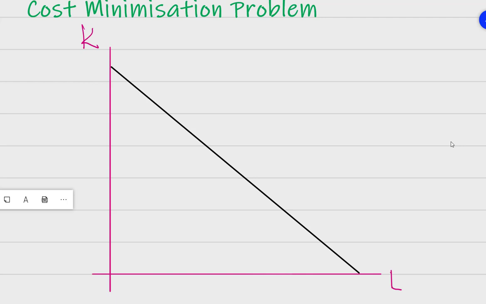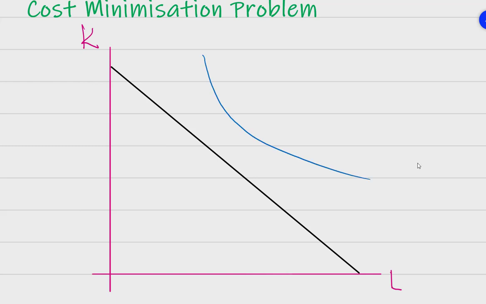Let us discuss the firm's cost minimization problem. In this graph, we have labor on the horizontal axis and capital on the vertical axis, and this downward sloping line represents the firm's isocost line. We have seen that from the isoquant map, the higher isoquant represents a higher level of output, and it is the firm's objective to maximize its output given the cost constraint. So we try to figure out how the firm achieves its objective of output maximization given its cost constraint.